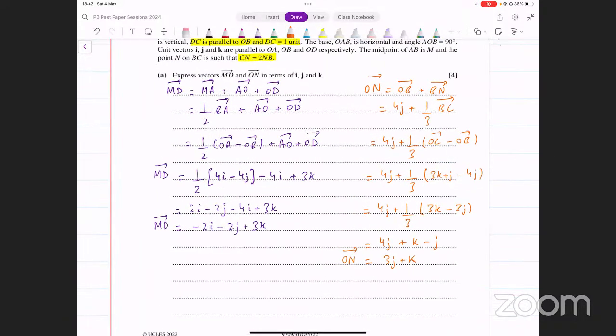Now, keep in mind, mostly, not always, mostly when they ask you for vectors like these, the coefficients here are integers. Not always, sometimes they are fractions as well. That is possible. But mostly, these are integers. So if you're getting fractions, make sure to just recheck your working in case there is some careless error here. Okay?